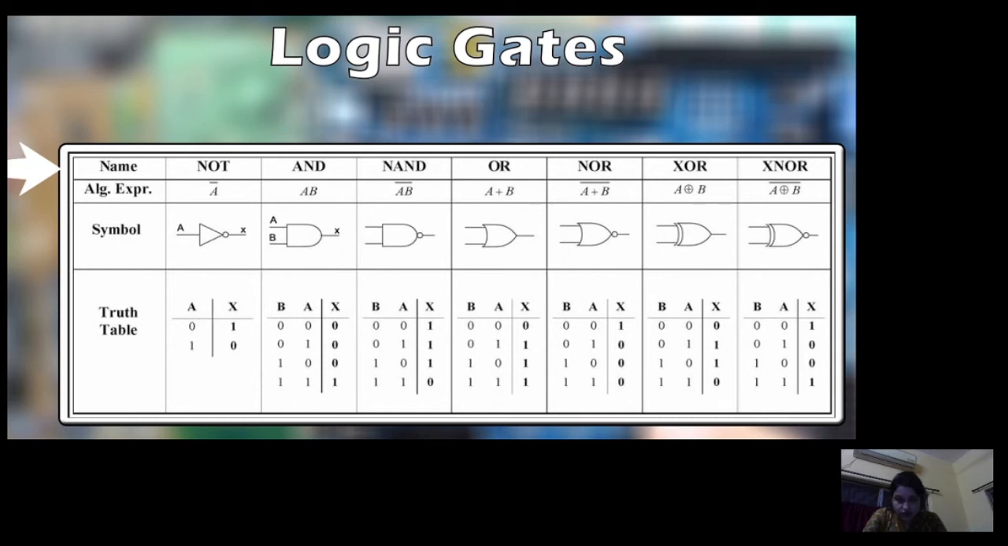So I think you have got a basic idea about the logic gates. And in the next step, we are going to analyze the different types of logic gates with different mathematical expressions and how to do the simplifications and all.